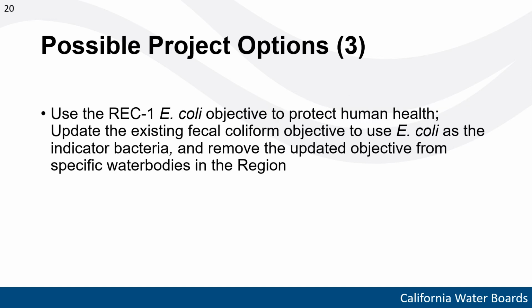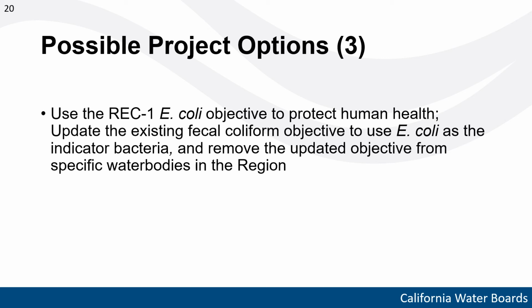Another possible approach for the project is to use the E. coli objective to protect human health, and then to translate the existing fecal coliform objective to use E. coli as the indicator bacteria. This would result in a basin plan equivalent objective of approximately 18 E. coli colony forming units per 100 milliliters of sample water.